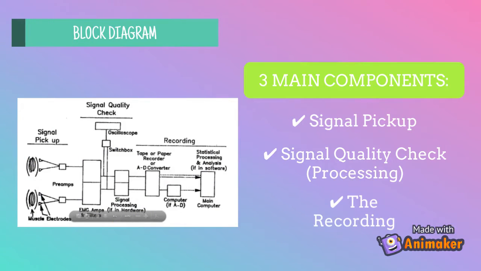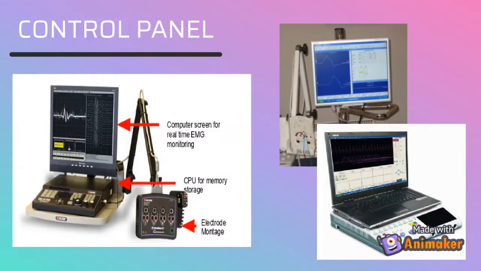3 main components: 1, signal pickup; 2, signal quality check and processing; 3, the recording. Control panel. It is a computer screen for real-time EMG monitoring. This one is a CPU for memory storage. And it is the electrode montage.